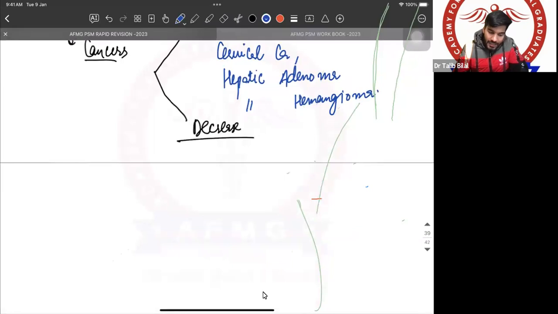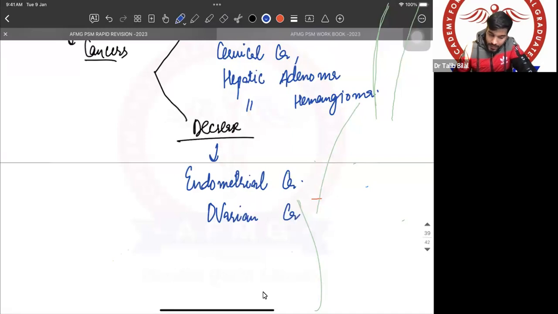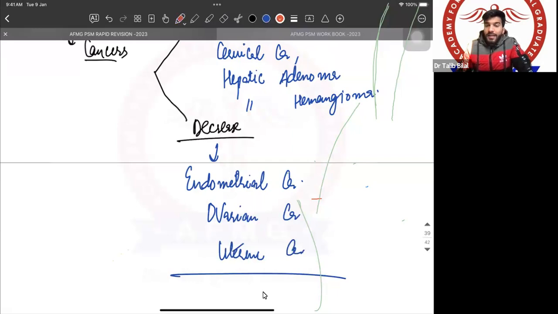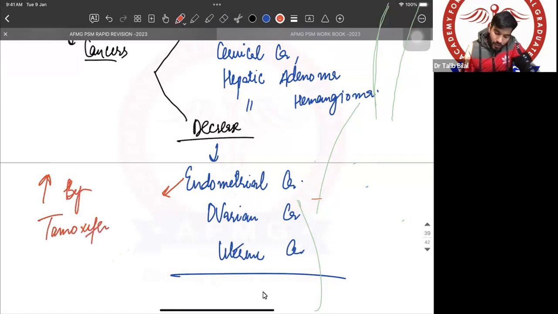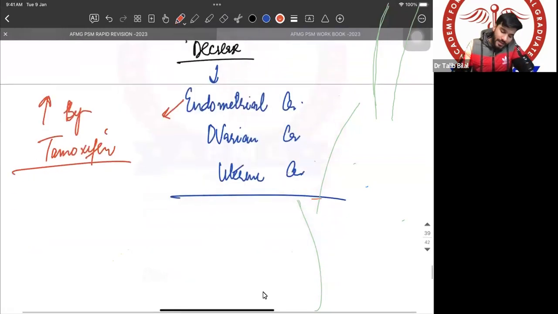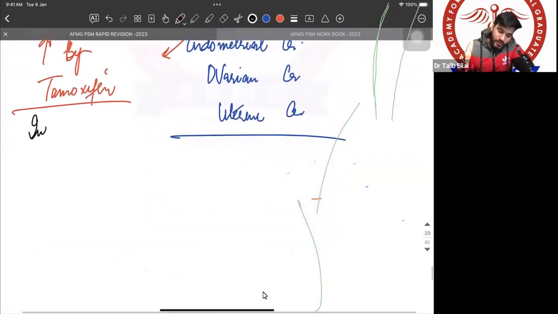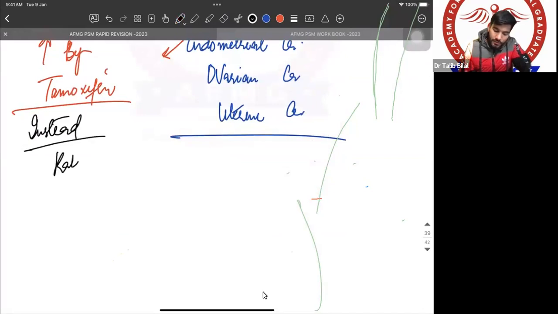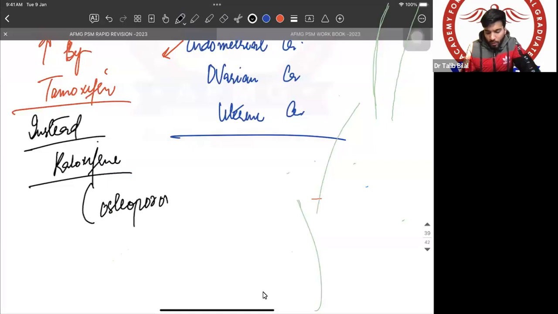Which cancers will it decrease, guys? OCPs will decrease endometrial cancer, ovarian cancer, and uterine cancer. But my dear students, endometrial cancer is increased by a drug called tamoxifen, used in breast cancer. Instead use which drug, guys? Raloxifene. The indication of raloxifene is also in osteoporosis.